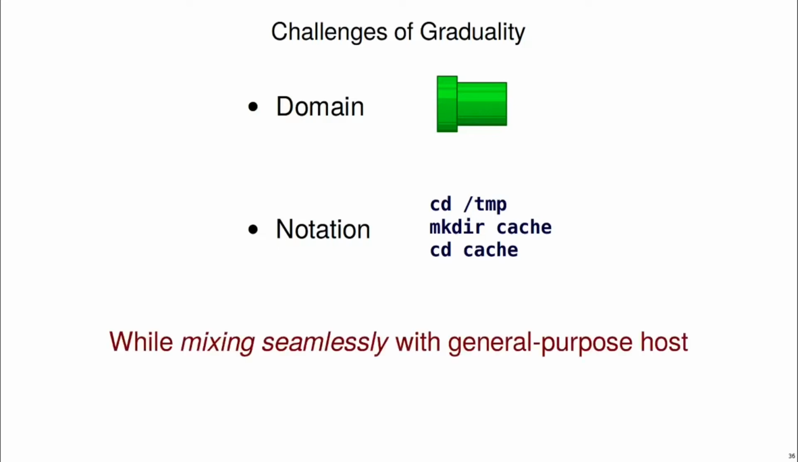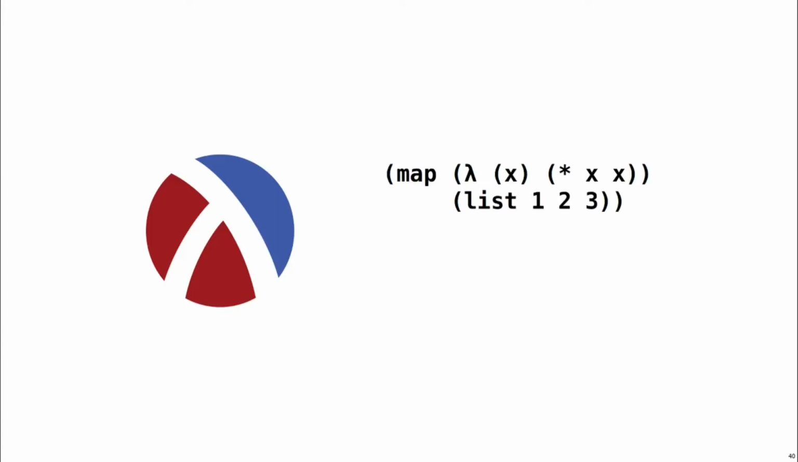To have a good design, these need to mix seamlessly with the general-purpose host, and hopefully be extensible, or at least expose the underlying extensibility of the host language. Let's first look at how we want our shell to mix seamlessly with the host. For Rash, the host language is Racket. Racket is a descendant of Lisp and Scheme, so it has a lot of parentheses.